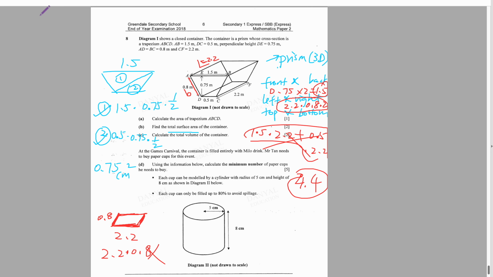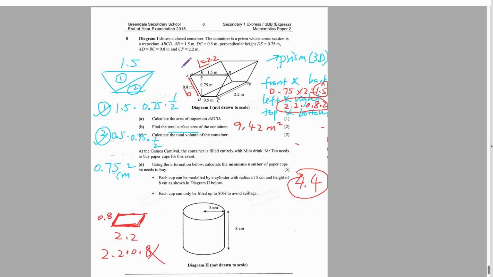Can you help me add this up? 2.2 times 0.8 times 2, then plus 1.5. The answer is 9.42.